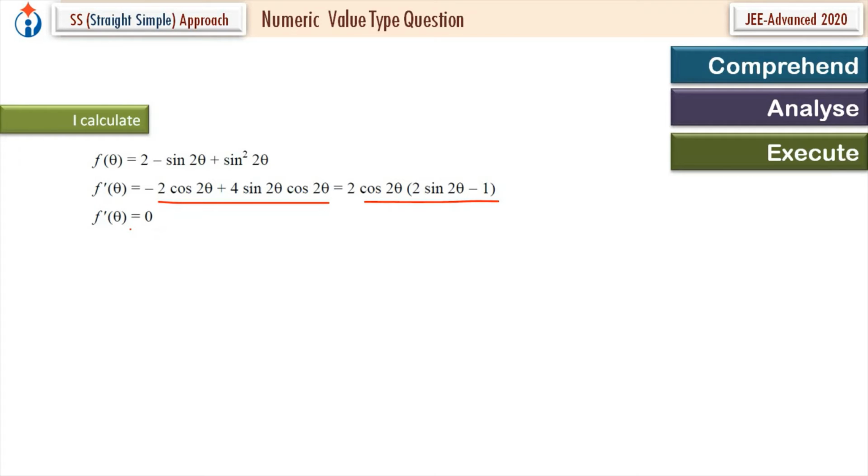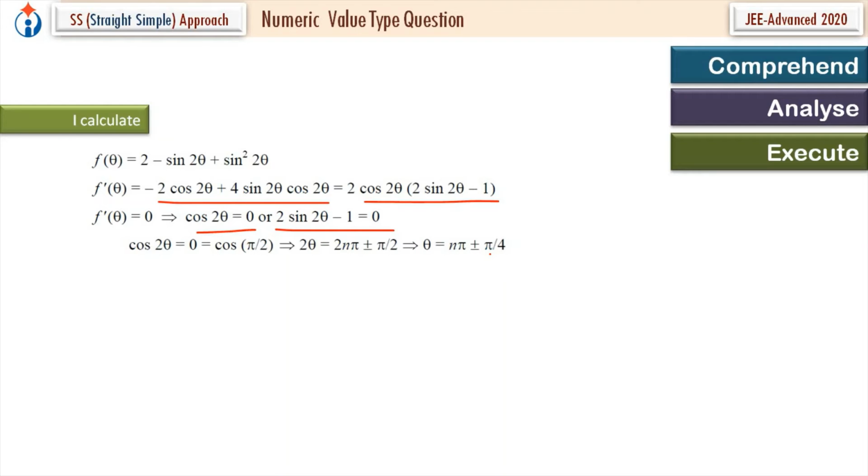So f dash theta equal to 0 will give us critical points. So cos 2 theta equal to 0 or 2 sin 2 theta minus 1 equal to 0. From this equation we get the values of theta, from this equation we get the values of theta, and the union of them. So cos 2 theta equal to 0 equal to cos pi by 2, trigonometric equation, that's how we solve it. So 2 theta is equal to n pi plus minus pi by 2. So theta is equal to n pi plus minus pi by 4.